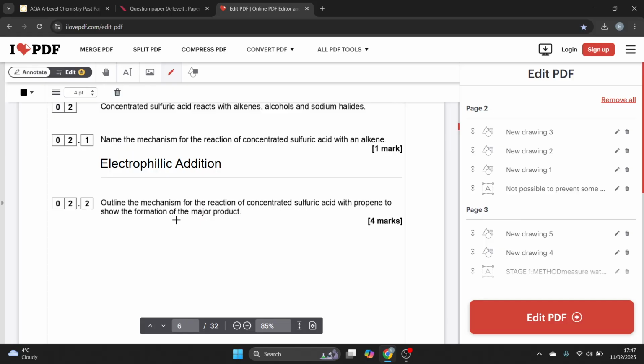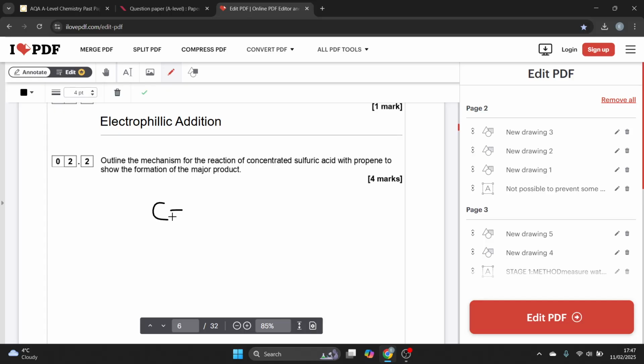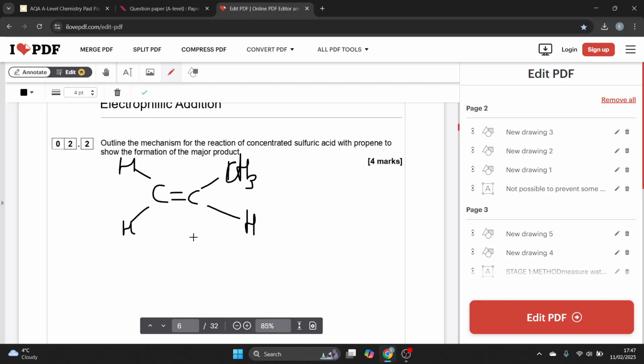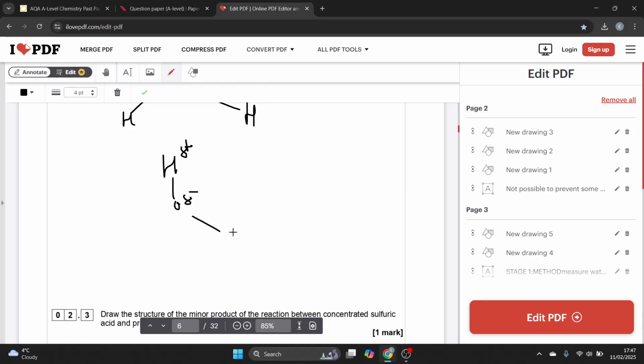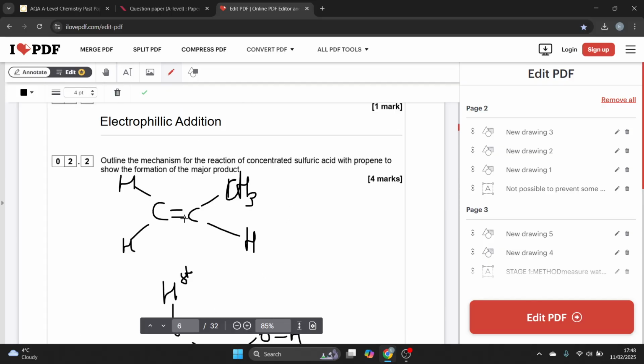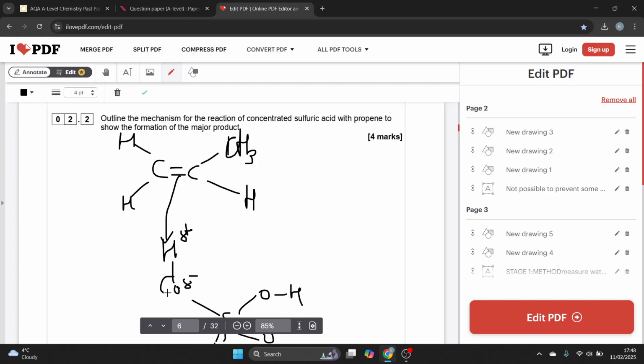Outline the mechanism for the reaction of concentrated sulfuric acid with propene to show the formation of the major product. So the first thing I would do is propene, so carbon-carbon double bond, hydrogen, right? You've got a CH3 group here, and you've got a hydrogen here. Concentrated sulfuric acid, hydrogen partially positive, oxygen partially negative, S double bond O, OH. Curly arrow from the double bond to here. Then you go here, and this is just using my knowledge of the mechanism, right? The major product and the minor product, I'll come to that in a second. You should get this.